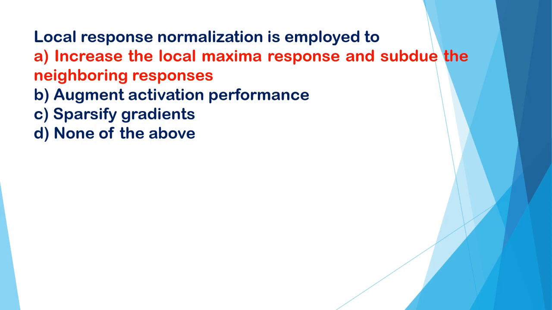Local response normalization is employed to A. Increase the local maxima response and subdue the neighboring responses. B. Augment activation performance. C. Sparsify gradients. D. None of the above. And the correct option is A. Increase the local maxima response and subdue the neighboring response.